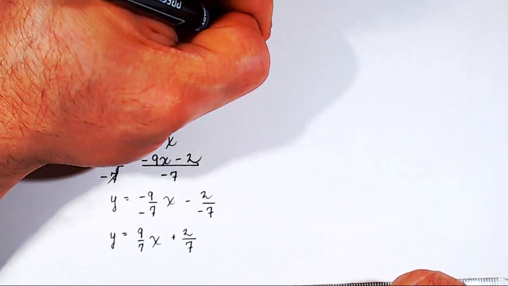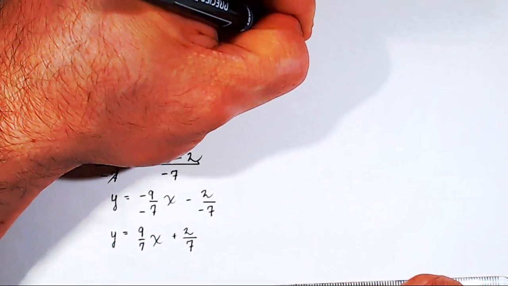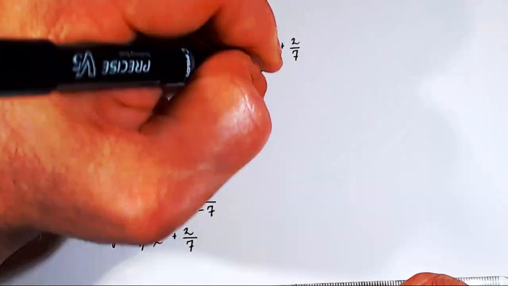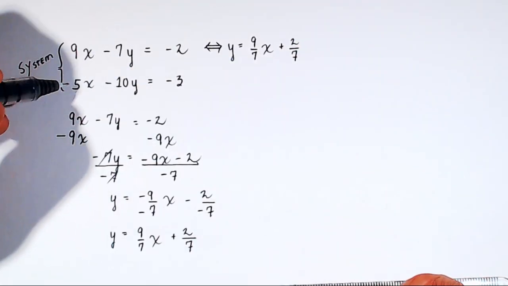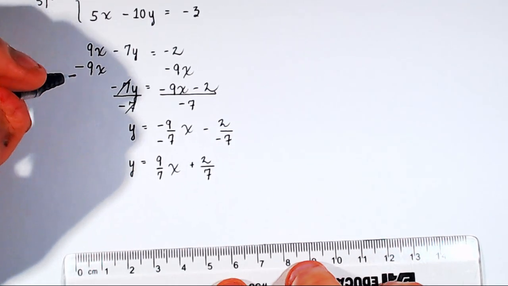Y equals 9/7 x plus 2/7. So now we'll find the slope-intercept form of this equation right here.